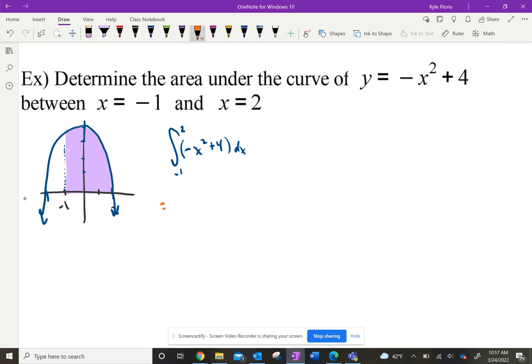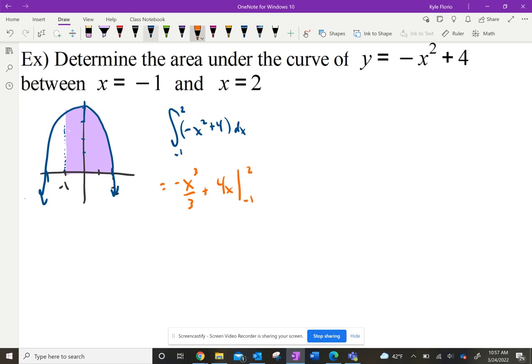You got to find the antiderivative, so it's going to be negative x to the third over 3 plus 4x. We don't need the c. And we're going from negative 1 to 2. So that'll give me the area of that purple region. So I'm just going to rewrite this as negative 1/3 x cubed. And we're going to plug in our limits of integration here. So this 2, we're going to plug that in first. That's f of b. Then we need to subtract f of a. So it's going to be negative 1/3 times x cubed plus 4 times x. But this time we're plugging in negative 1.